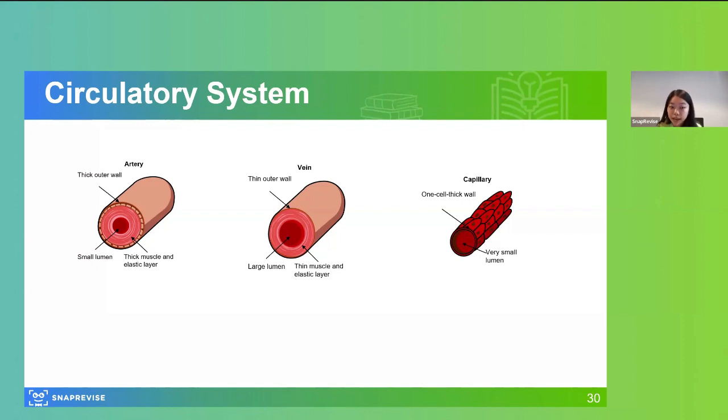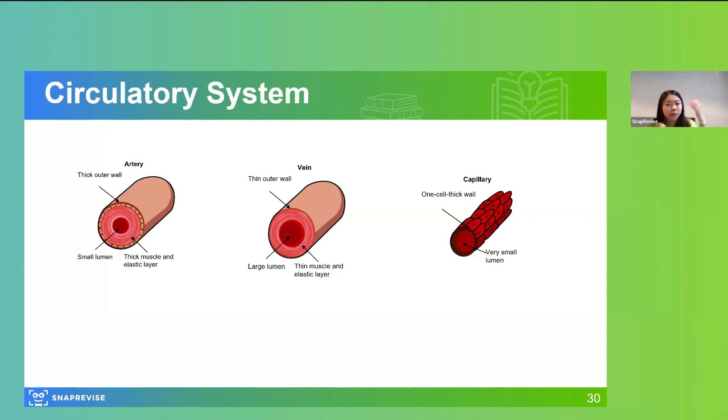There is one thing that makes the vein stand out compared to the artery and the capillary, and that is that it has valves. This is very important to note. This is not shown in the diagram, but the valves are usually like little flaps, and they sit in the lumen, basically. And that's called a valve.